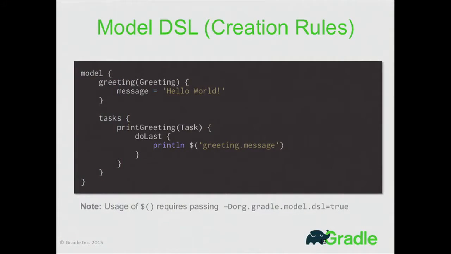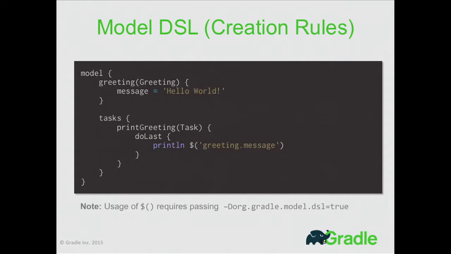Okay? So we can also create model elements the same way via DSL rules. In this case, we're creating a model element of type greeting and then configuring it with a message. Creating a new thing of, and then in the parentheses we pass the type. And that type could be a managed type. It could be just an interface, which is a managed type, and Gradle knows how to create it.